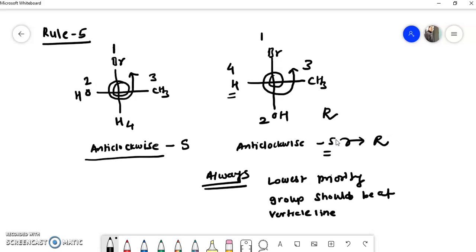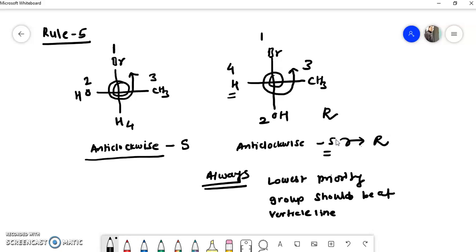Remember, it is very important. Lots of students do not understand this rule. It is very simple. If you read from the books, you will not understand this rule. I am saying it in very simple language. Just find out the configuration, what comes, and after that you see whether the lowest priority group is on the vertical line or horizontal line. If it is on the vertical line, then whatever configuration is there, it's okay. If it is on the horizontal line, then whatever configuration comes, it changes to the other configuration. So here there was S configuration, it changes to R configuration.